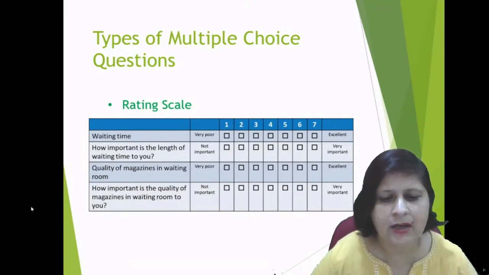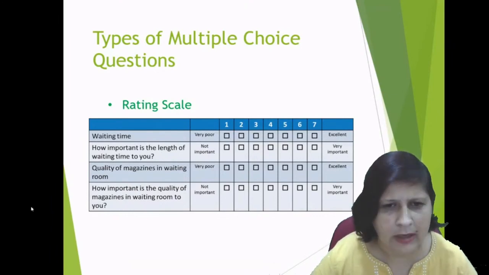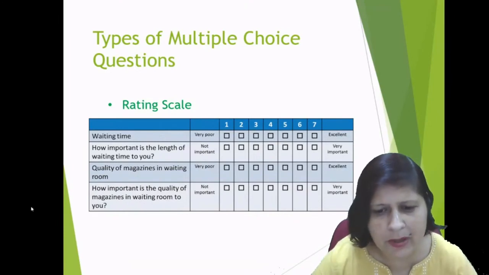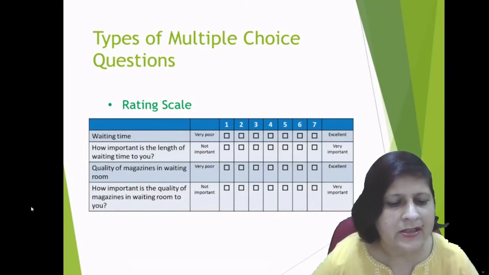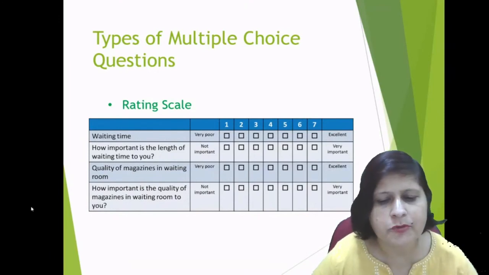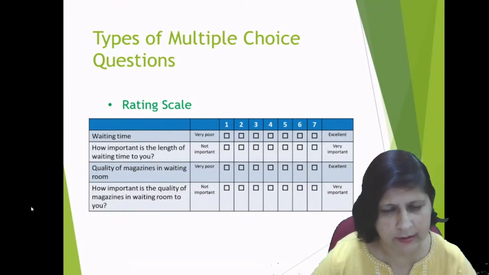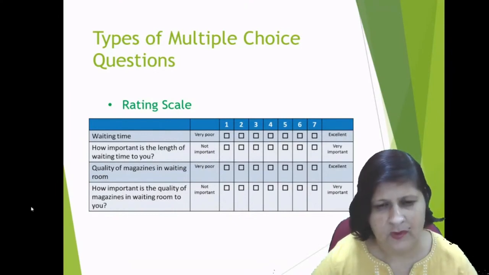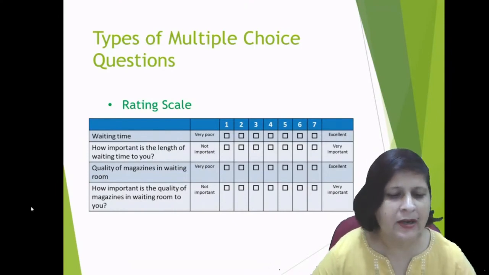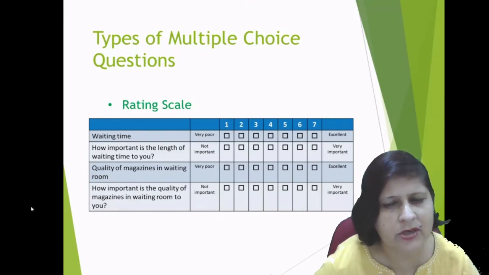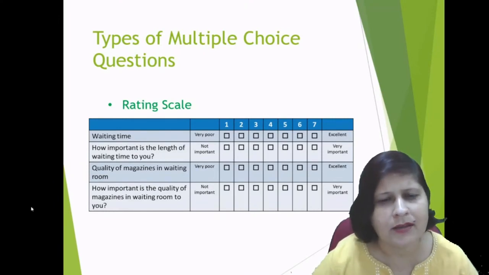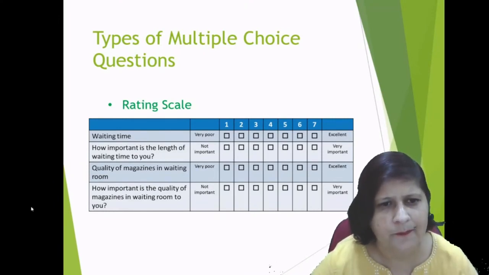Quality of magazine in the waiting room, that is 3. Very poor, poor, right? It is 3. It means there is still scope for improvement. Better, but it could be improved. How important is the quality of the magazine in the waiting room to you? It is very important. 7. So one should pay attention to the quality of the magazine if you are getting these types of responses.